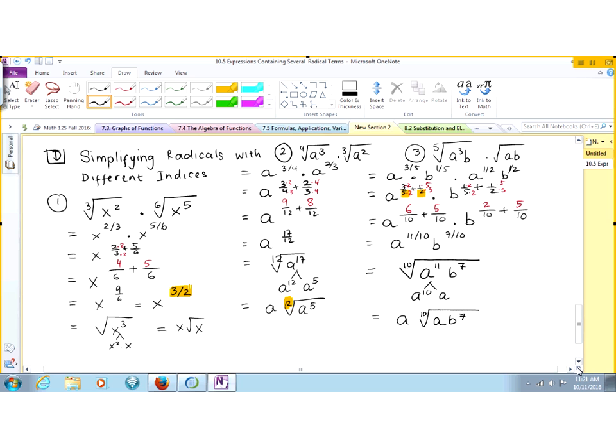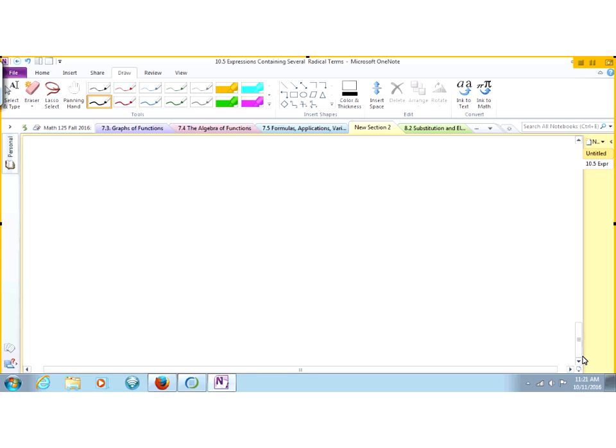3 more problems, and then we're done with this section. It's division, but division is almost the same, right? You just what? Subtract. Yes. So number 4. What about if I have cube root of A squared divided by 4th root of A? And then number 5, we have square root of AB cubed divided by fifth root, not square root, of A squared B cubed.